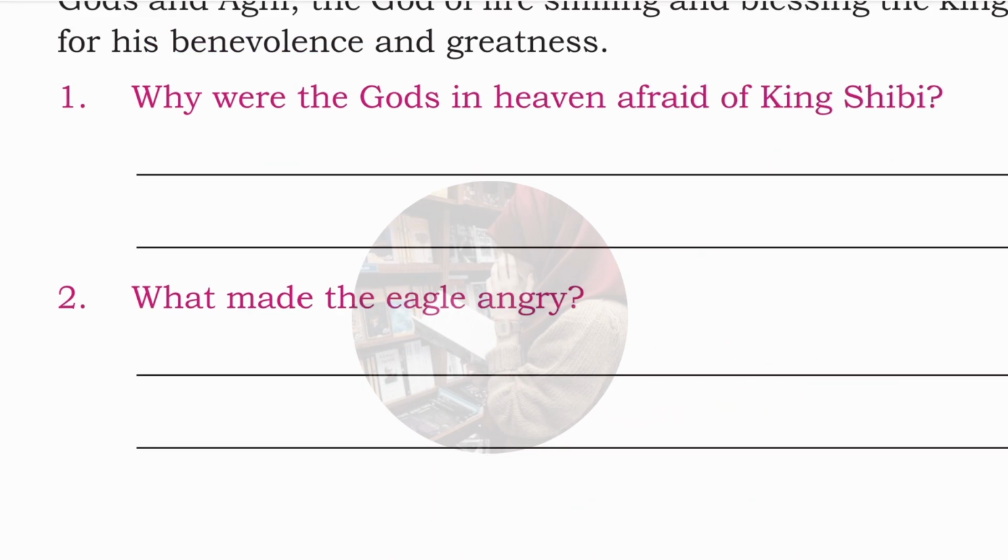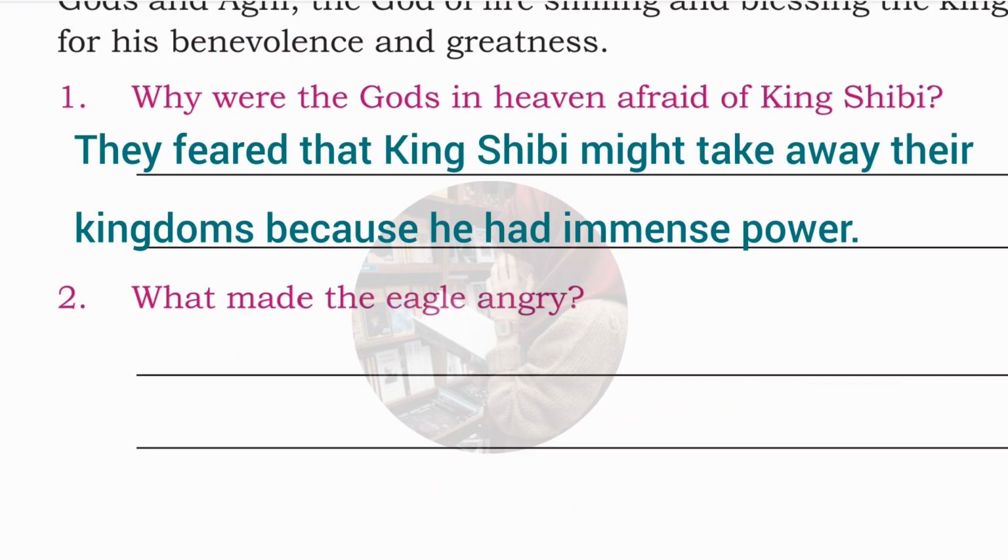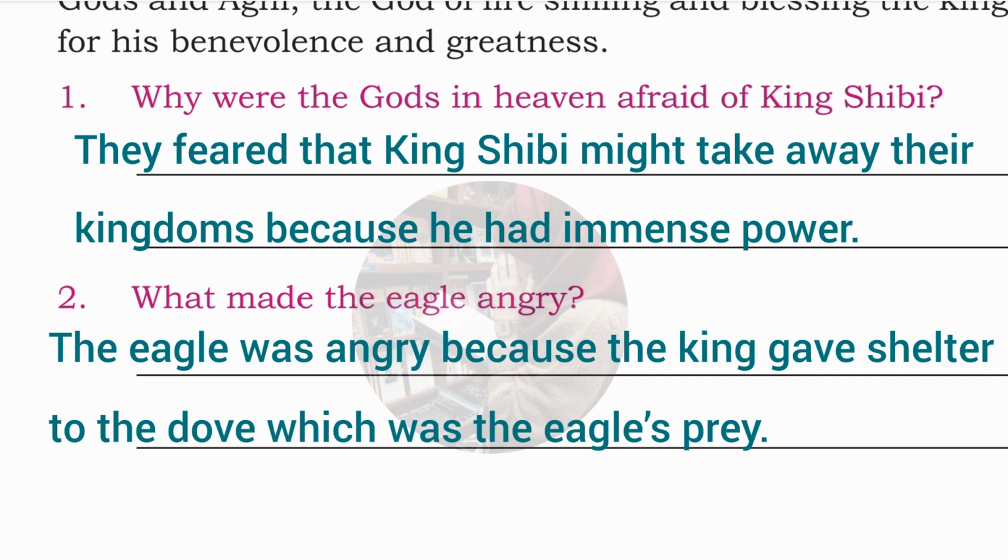The first question is, why were the gods in heaven afraid of King Shibi? Answer: they feared that King Shibi might take away their kingdoms because he had immense power. Next, second question: what made the eagle angry? Answer: the eagle was angry because the king gave shelter to the dove, which was the eagle's prey.